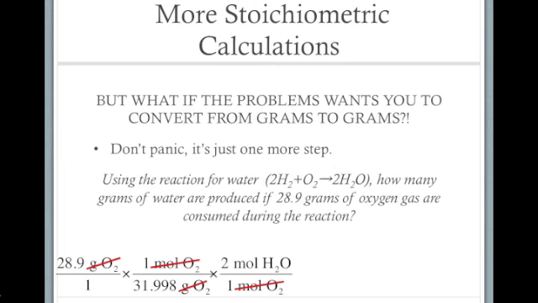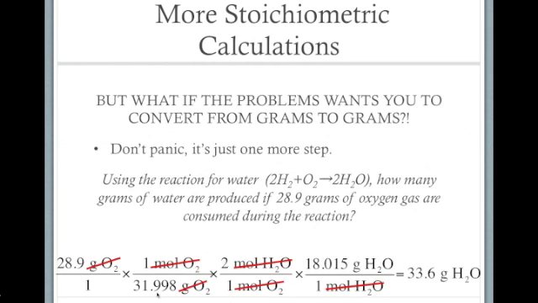I want grams of water. So, moles goes on bottom. Mole on top, mole on bottom. They cancel. This right here, you get this. 2 hydrogen plus 1 oxygen. Multiply it out. Top numbers get multiplied, so 28.9 times 2 times 18.015 divided by 31.998, and you get 33.6 grams of water. So it's all the same work, it's just how many steps do I need to do.